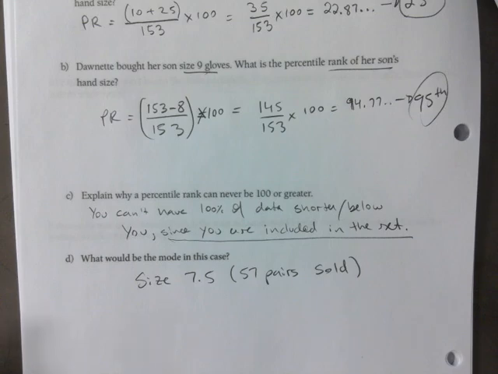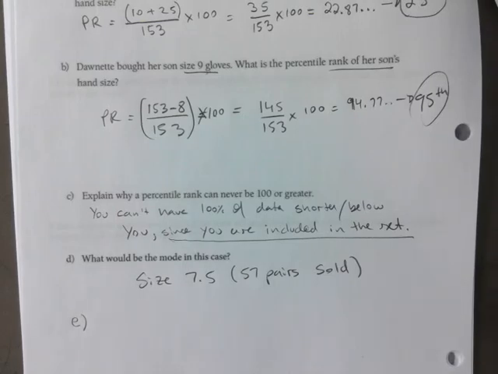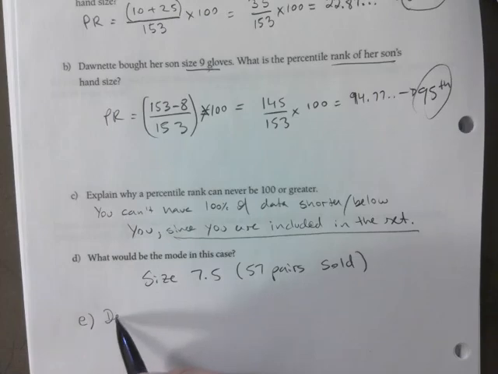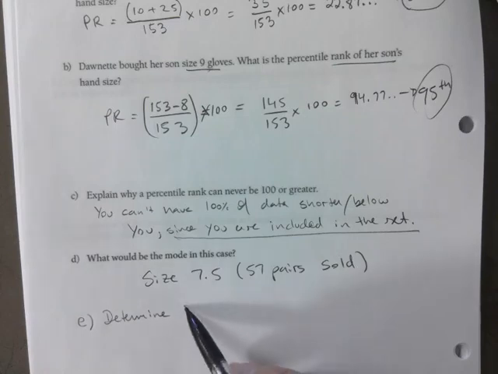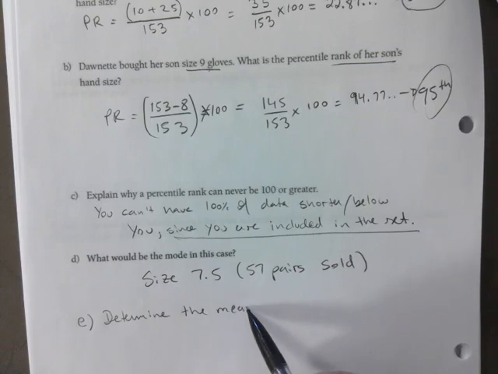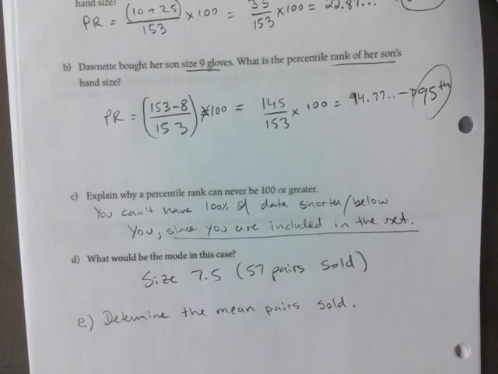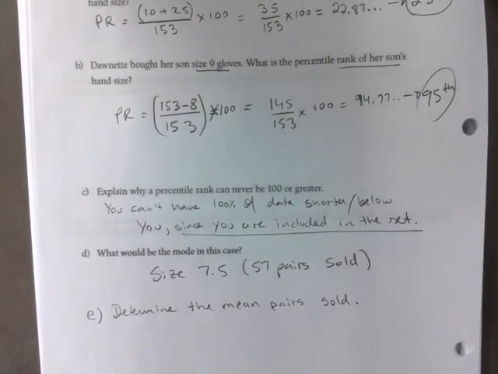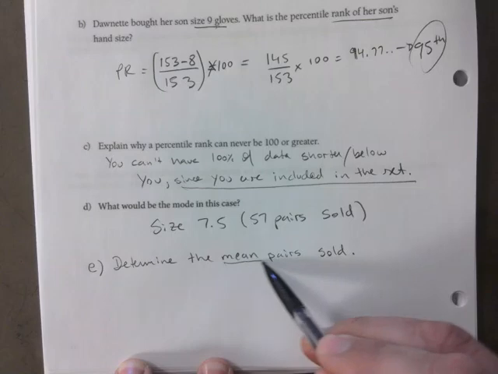And getting ready for the AC here. Add E to this. Determine the mean pairs sold. The mean number of pairs, that is. Using the table up there, could you do that right now? You can use your neighbor to help you with this. The mean number of pairs sold.